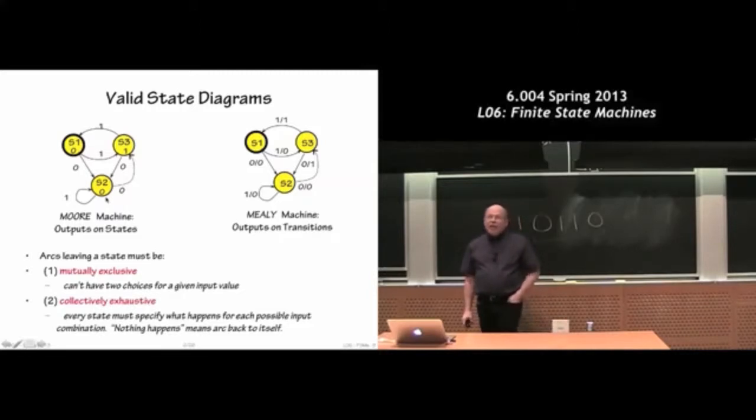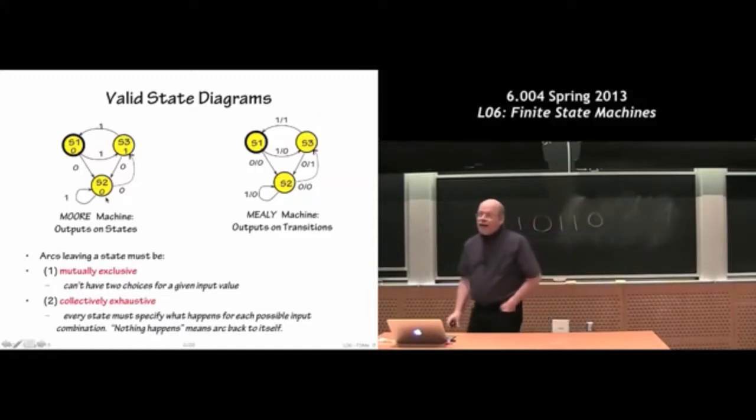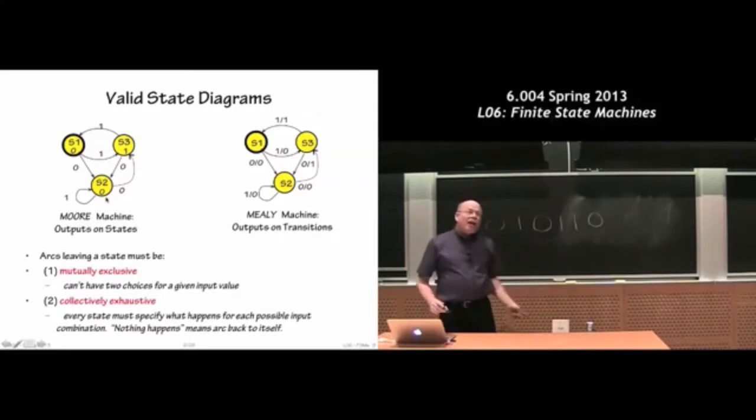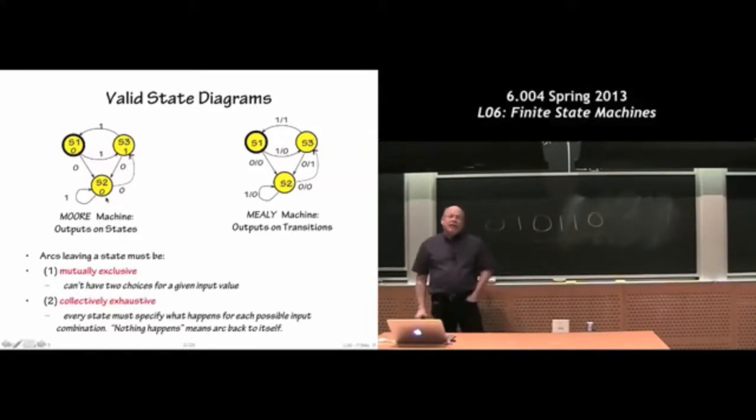The second requirement is that not only are you not allowed to have two places to go for any particular set of inputs and current state, you have to have at least one place to go. In other words, you have to collectively exhaust all the possibilities. So there can never be a combination of inputs in a current state where the state machine doesn't know what to do. You have to really figure out all the things for this logic to make sense.